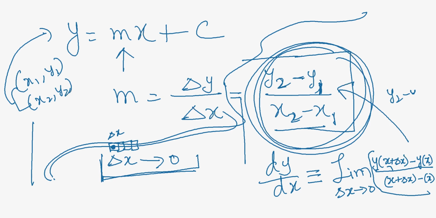But if it is not a straight line, maybe if it is a parabola, then this whole thing will give you the first derivative, and the first order difference will look like a straight line.